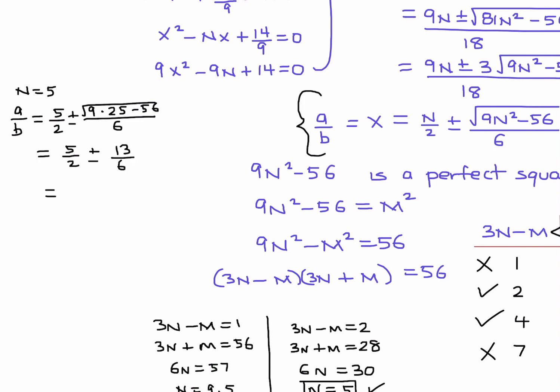13 over 6. So this gives me values of 28 over 6 and 2 over 6. If I add those fractions, then I've got to reduce this to the lowest terms. That's the key to the question. And 14 over 3 and 1 over 3. Okay. So that takes care of n equals 5.